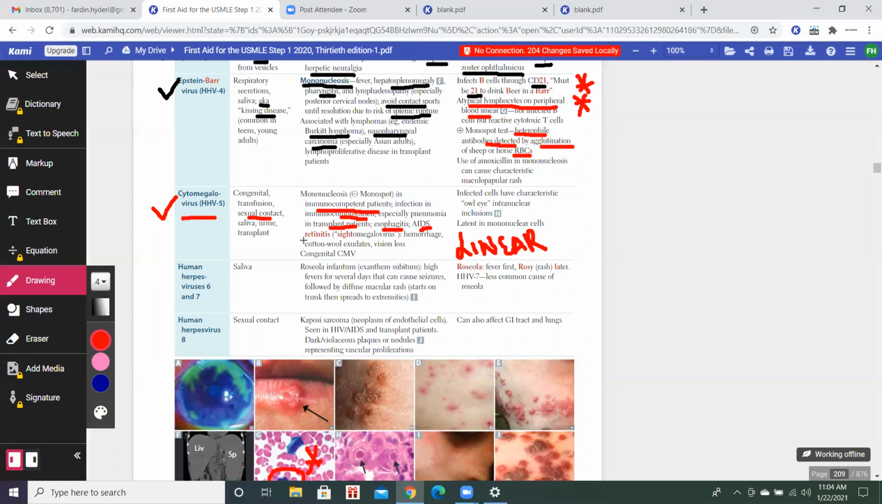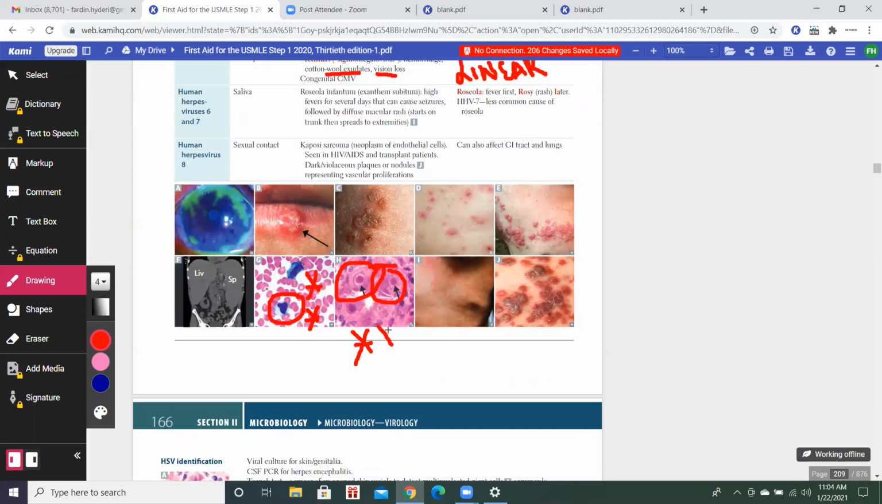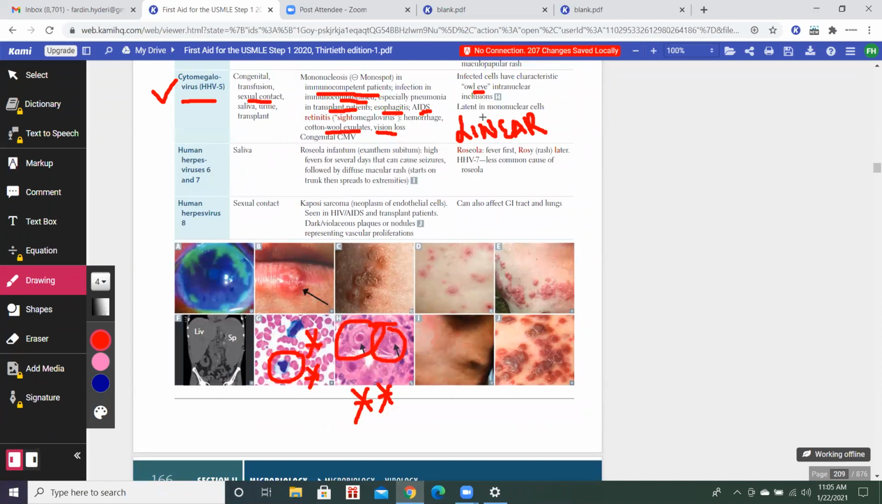So in CMV retinitis, what are you expected to have? You're expected to have cotton wool exudates and vision loss, okay? Infected cells have characteristic owl's eye intranuclear inclusions like this one. This looks like an eye of an owl, okay? This is extremely high yield. Intranuclear owl's eye inclusion is very diagnostic for cytomegalovirus, okay? And this stays latent in mononuclear cells.